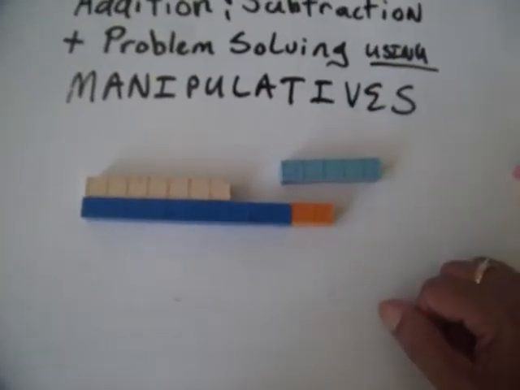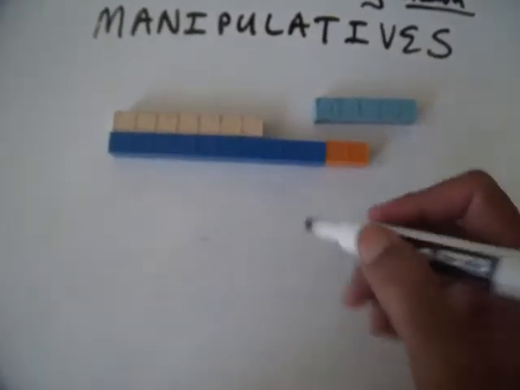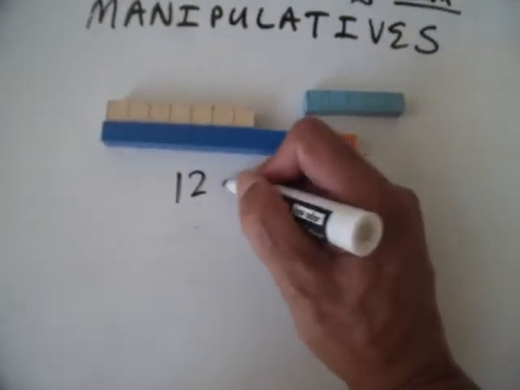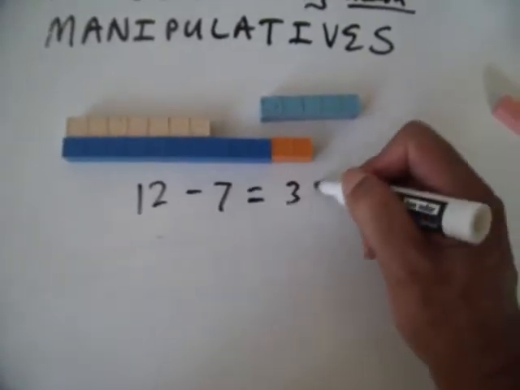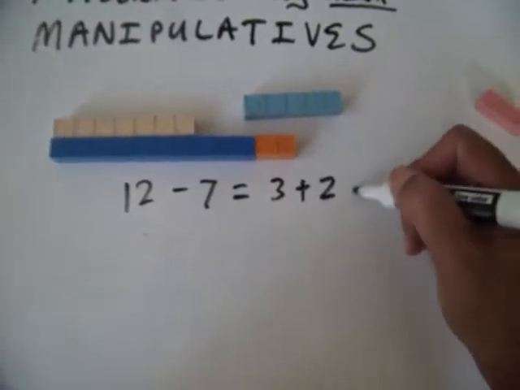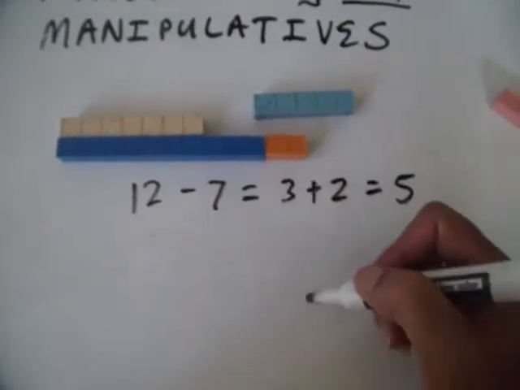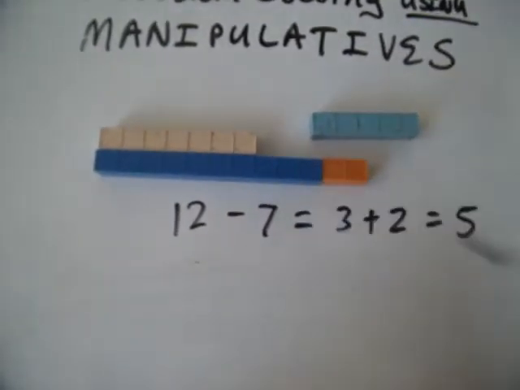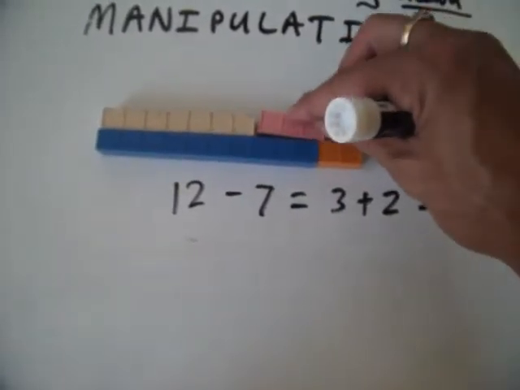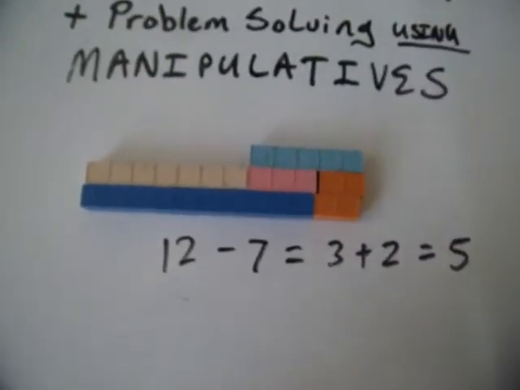There it is. What did I do? I just took 7 away from 12 in a way that kids can understand. 12 minus 7 is the same thing as 3 plus 2, which is the same thing as 5. Where'd the 3 come from? Because I took the 7 out of that 10. There, you can see it, right? Plain as day. There it is. And then there's 2 more left. So there's my 5. See that?